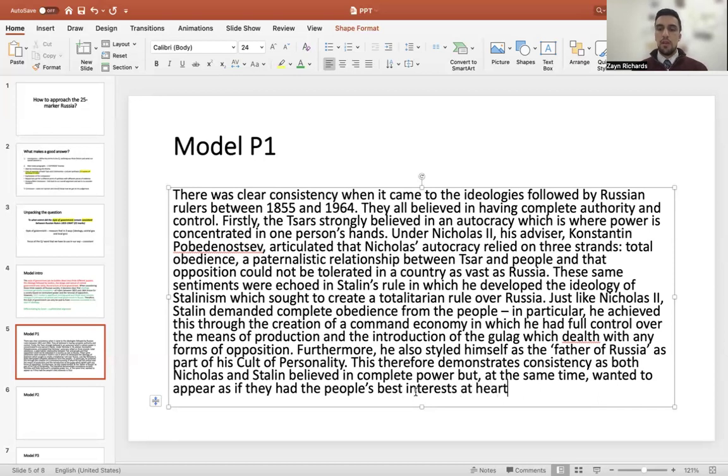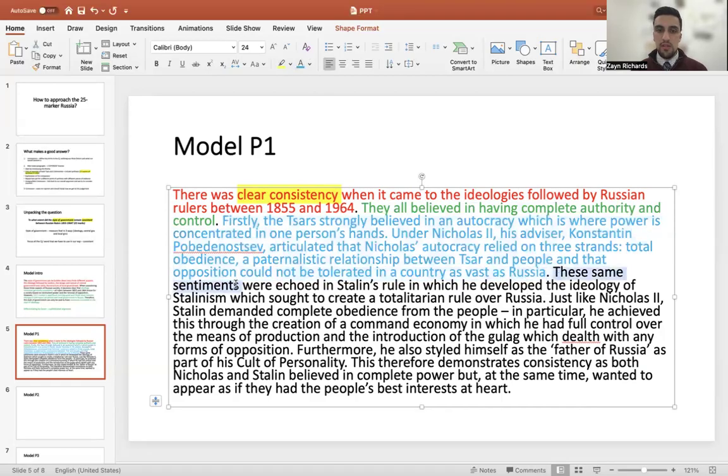Okay, so let me just pause there. At the moment, we have in red a clear point sentence, and notice how I am introducing my argument as well. I then give my first point of synthesis, which is going to be in green. So all synthesis is going to be in green. I then give my evidence, which is in blue. I then have a bit more synthesis here. Then go back to blue for this bit.